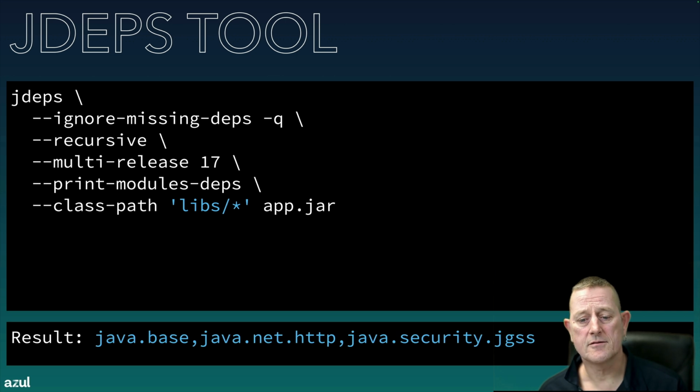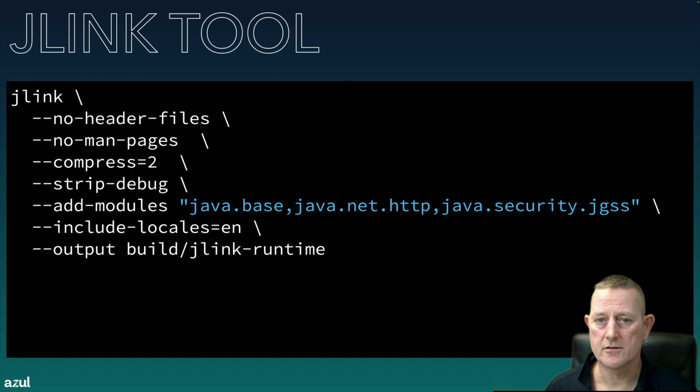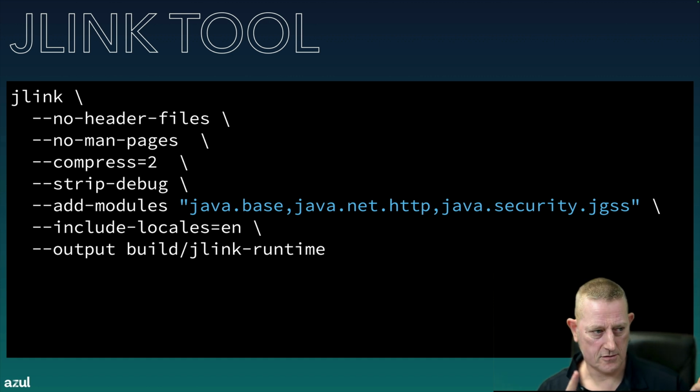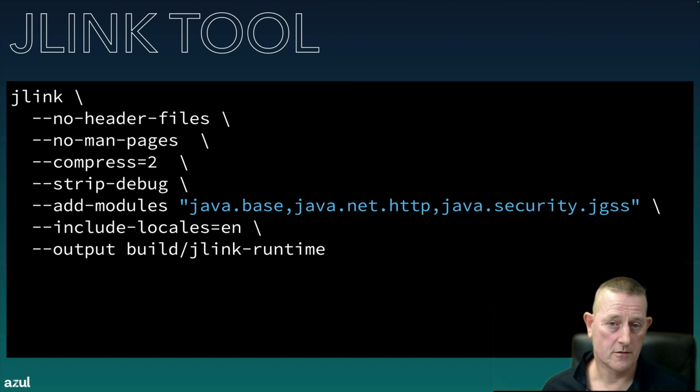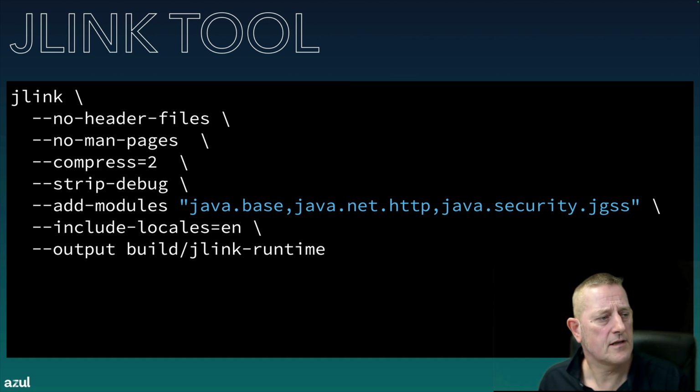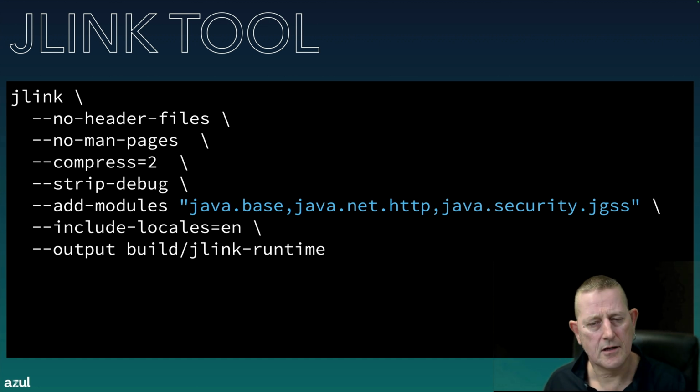And if you run that, it will spit out something like this. This is just an example. It gives you all the modules that are used by this application or by this jar file. And then you can take this list and use it in the jlink tool in the add modules section, right? You just copy it over and then use it there. And then you can create a runtime image that only contains these modules. Quite cool.